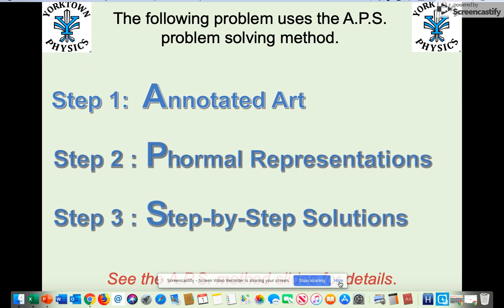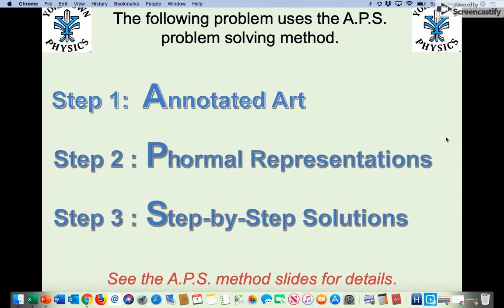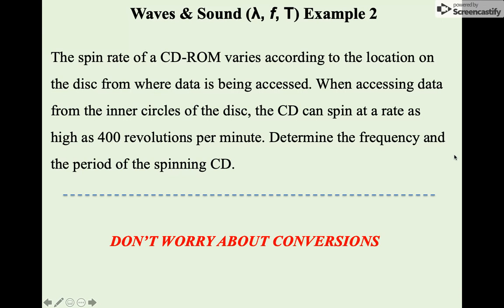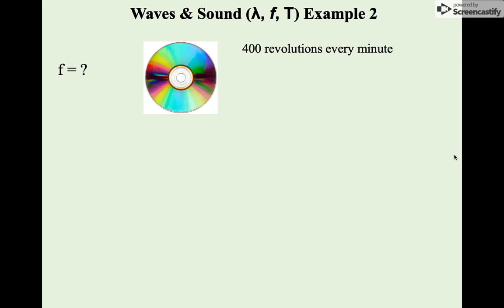All right, so in this next problem, we will use the APS method as before. Give you a second to read this problem. All right, so you have a CD that's spinning. It can spin up to a rate of 400 revolutions per minute, and we want to find the frequency and the period. So let's start with frequency.